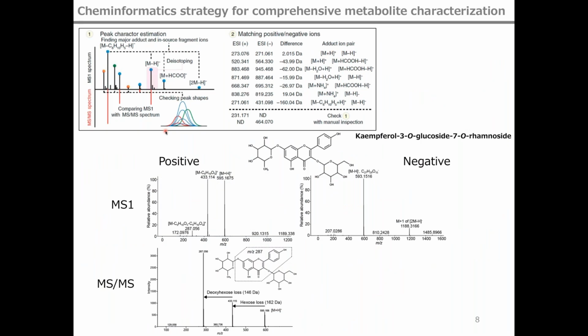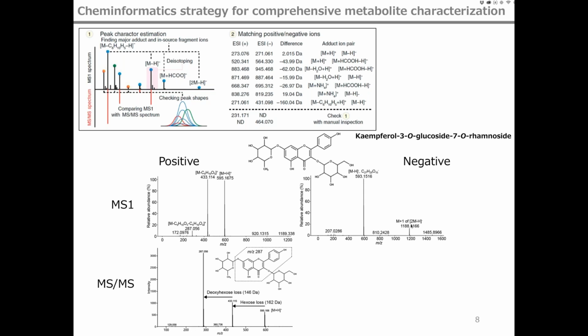For example, this slide shows the spectra of kaempferol 3-glucoside 7-rhamnoside. The upper two spectra show the MS1 spectrum in positive and negative ion mode at the elution time of this standard compound. Here you can see several big in-source fragment ions like m/z 287 and m/z 433 in positive ion mode, and you can see big cluster ions in the negative ion mode.